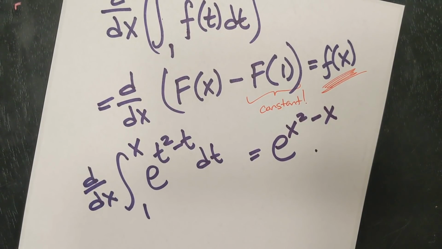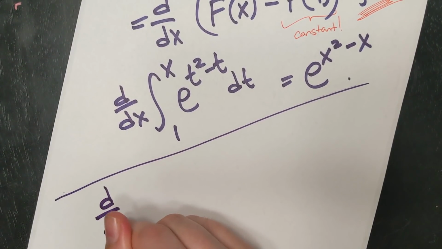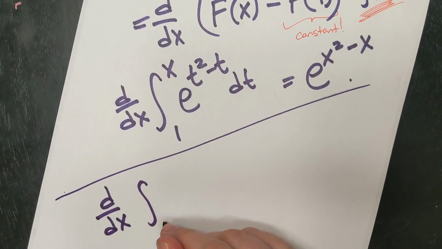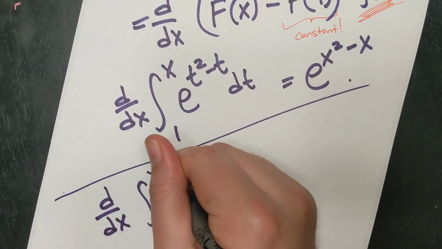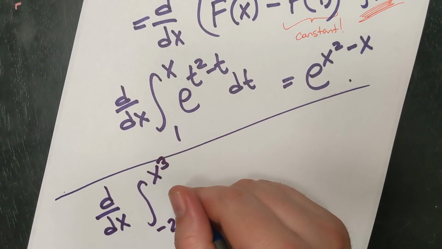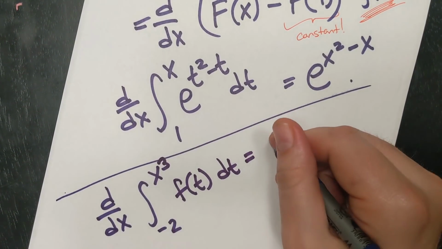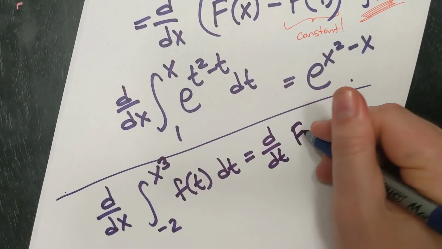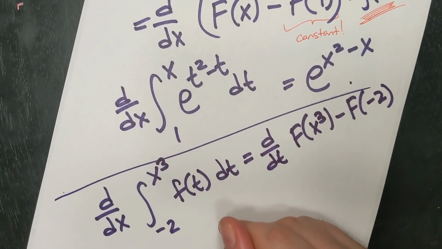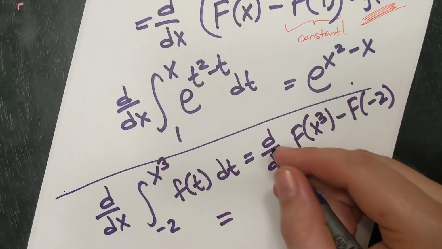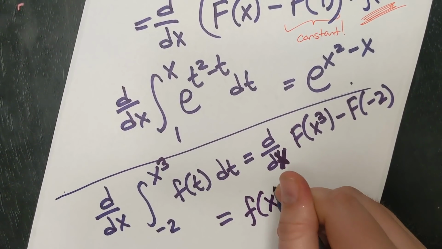How about, though, if I had instead the derivative of some integral from whatever value, this next one is -2, to some other function like x cubed. Well, in general, for any function f of t, it's the same argument. It's going to be the derivative of the antiderivative at x cubed minus the antiderivative at -2. I'm sorry, this should be dx. The derivative of the antiderivative is little f of x cubed.